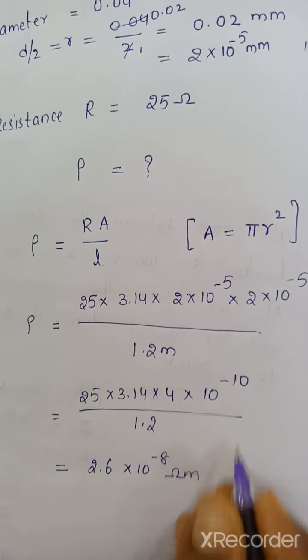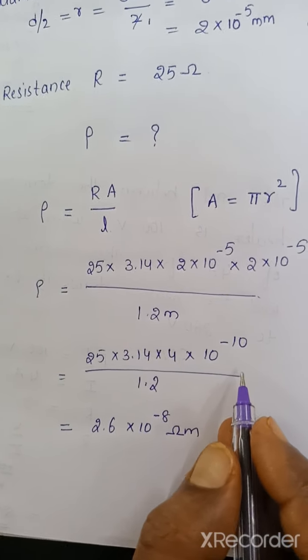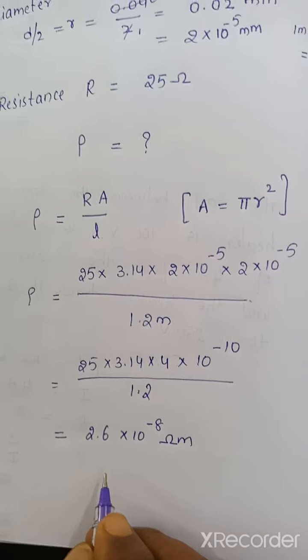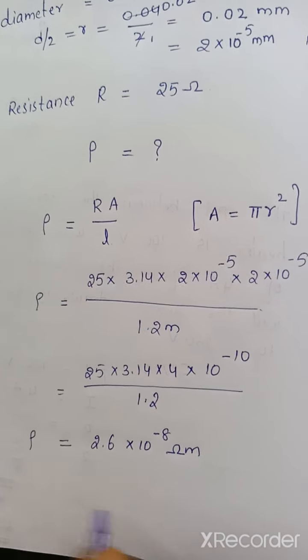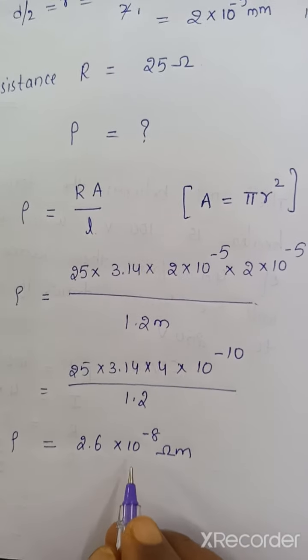Children, do the simplification clearly in your rough notes. So here the value of specific resistance rho equals 2.6 into 10 power minus 8 ohm meters.